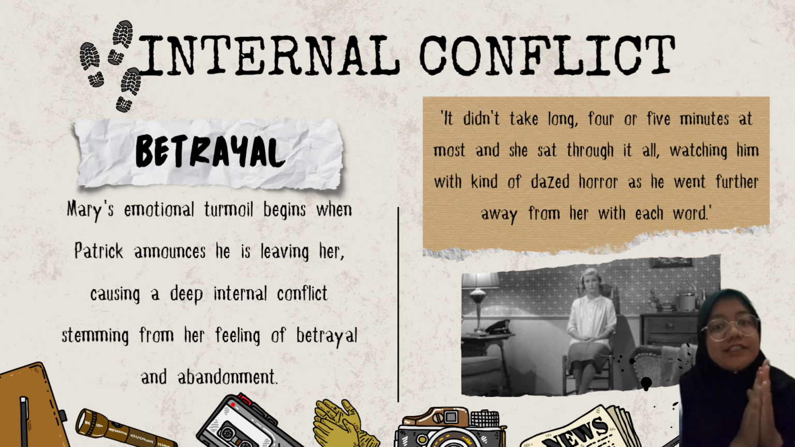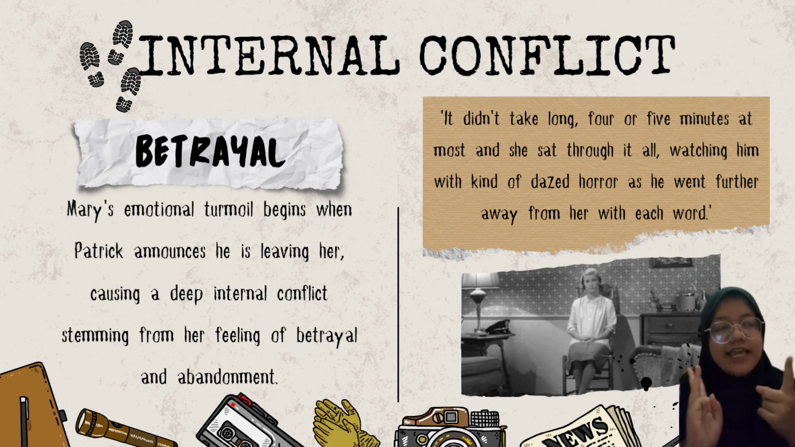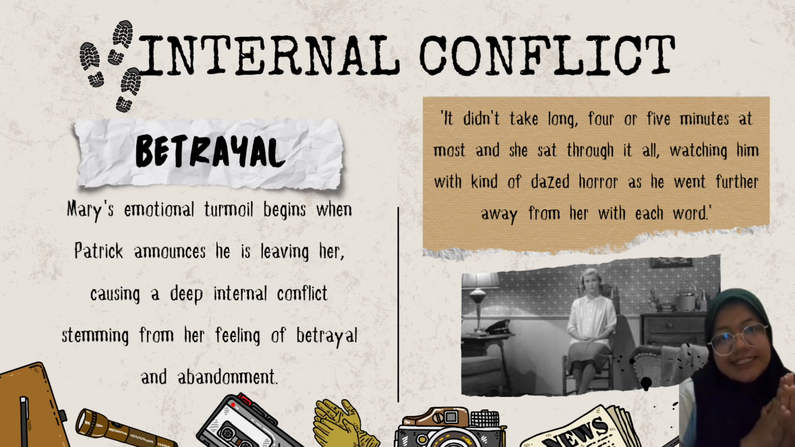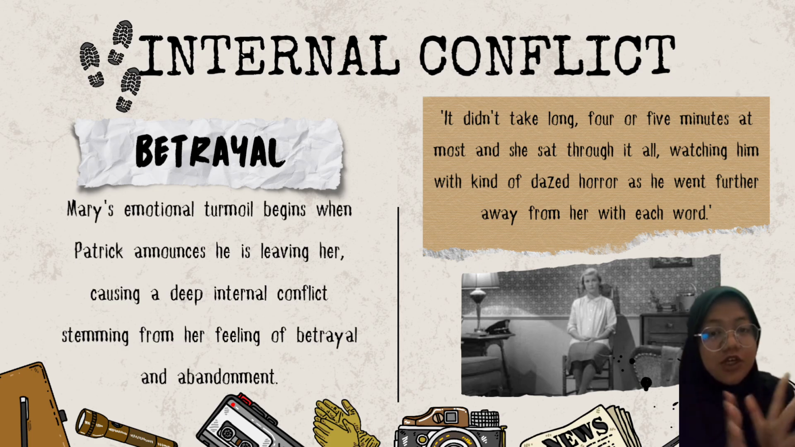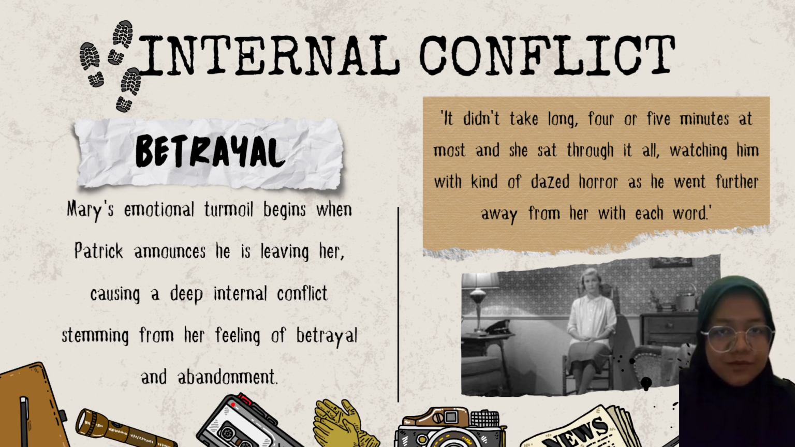Okay, so after we have discovered the background story, the settings, and also the story triangle, if I'm not mistaken, for my part in this presentation, I will talk about the conflicts in the story Lamb to the Slaughter. For conflict, we have two in total, which are internal conflict and external conflict.